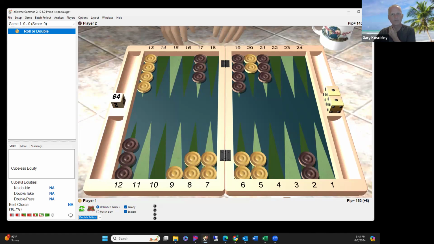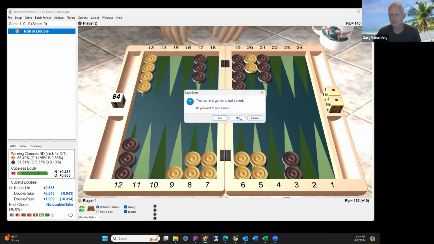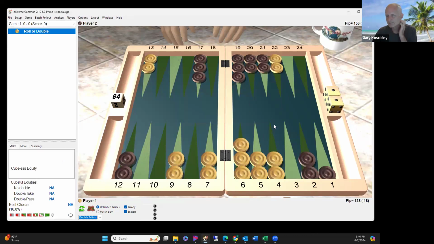Okay, one more priming position. Oh, this one, okay, I just did this. Yeah, so here, black can see the light. The priming value is much less because it's not sealed off yet. And so this was a clear no double, take. All right, here's the last one today.